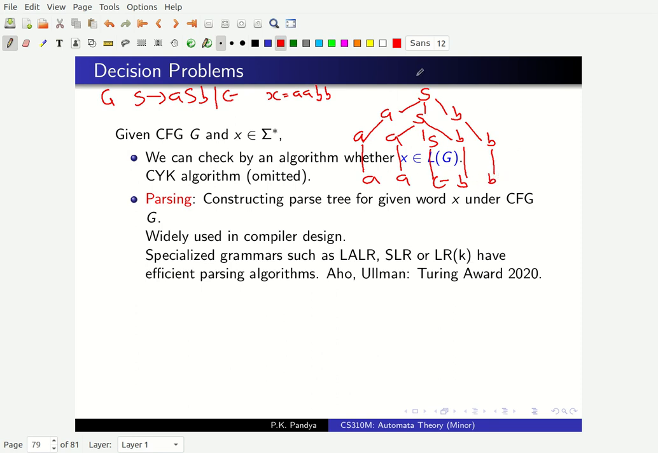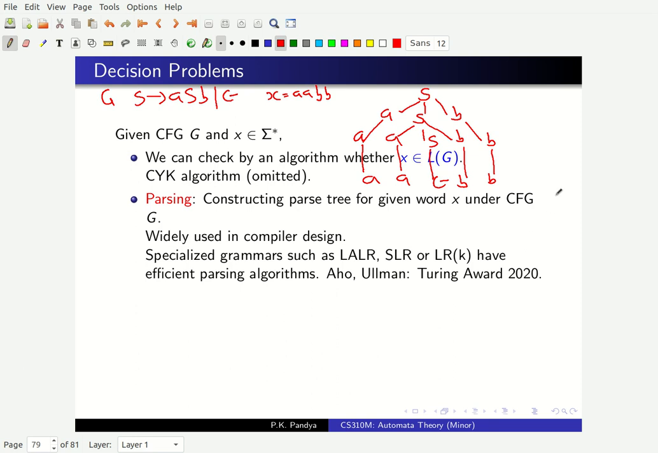So this is the parse tree of this string, and the question is, given this string and this grammar, we want to generate this parse tree, or to say that there is no parse tree which generates this string. This is called parsing, and it's very widely used. Now, constructing a parse tree of a given context-free grammar is difficult. So there are special subsets of context-free languages for which generating the parse tree becomes easier.